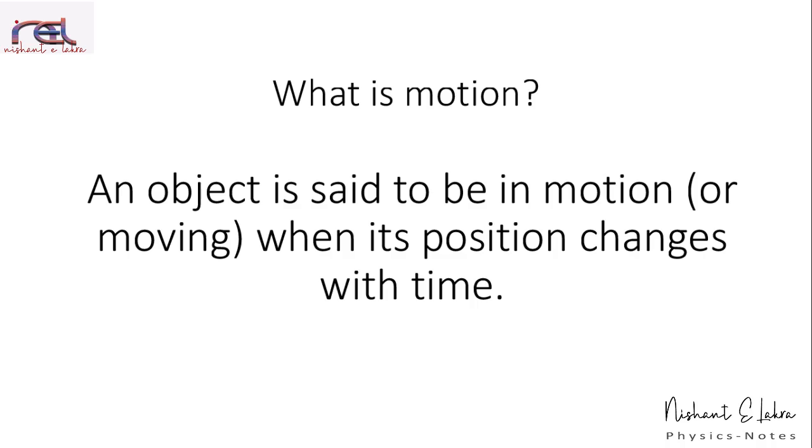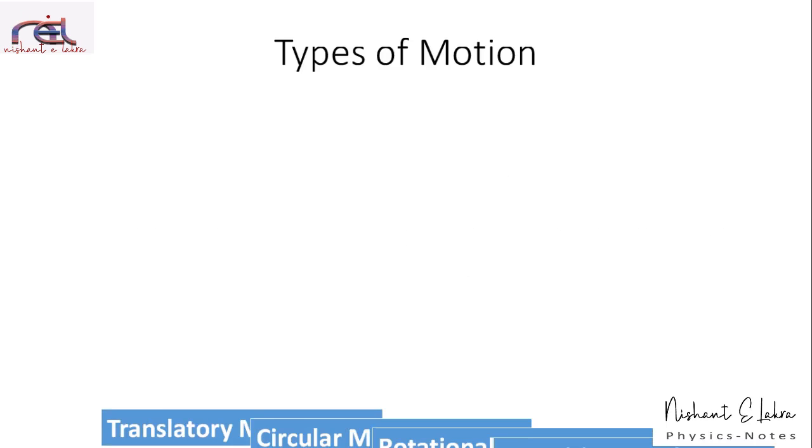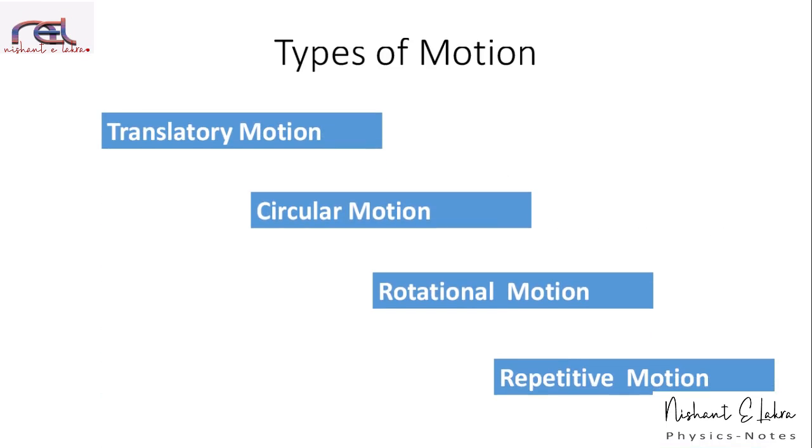Now when we define what is motion, an object is said to be in motion when its position changes with time. So an object is said to be in motion when its position changes with time. There are four types of motion: translatory motion, circular motion, rotational motion, and repetitive motion.